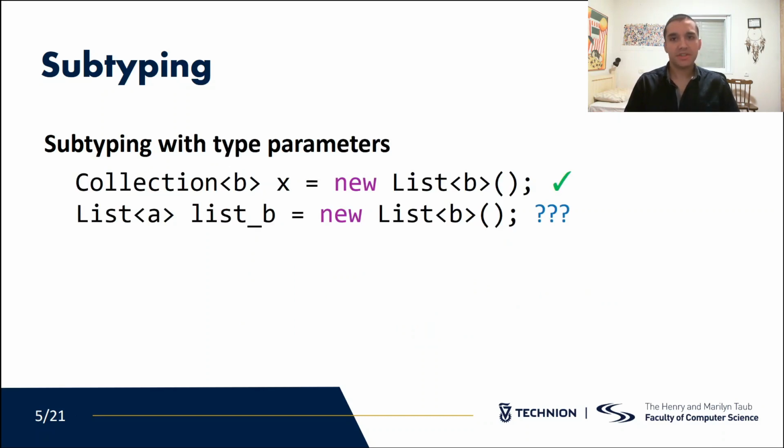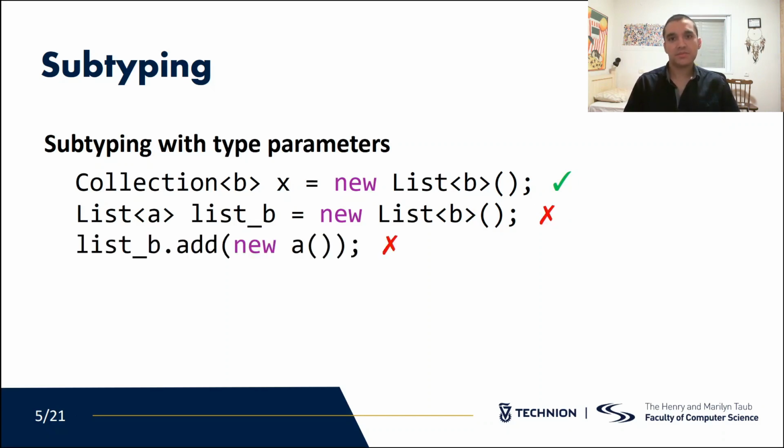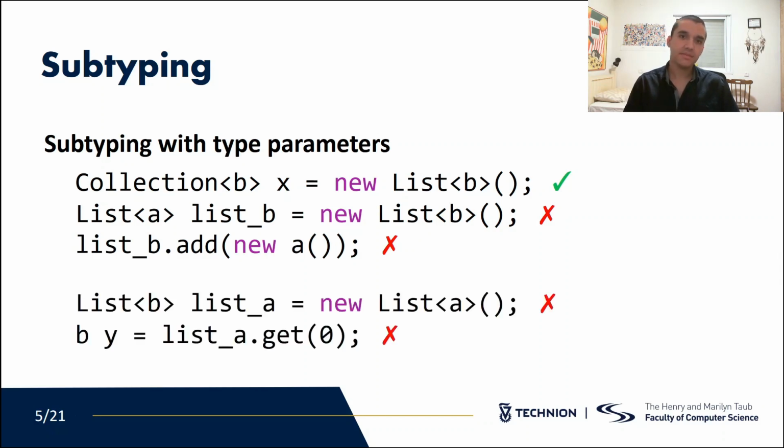What about type parameters? Well, a list of B's is definitely a collection of B's. But is a list of B's also a list of A's? The answer is no, because we should be able to add an A to a list of A's, but we cannot add an A to a list of B's. The opposite is also not true. A list of A's is not a list of B's, because when we read from a list of A's, we get an A, but we expect a B.